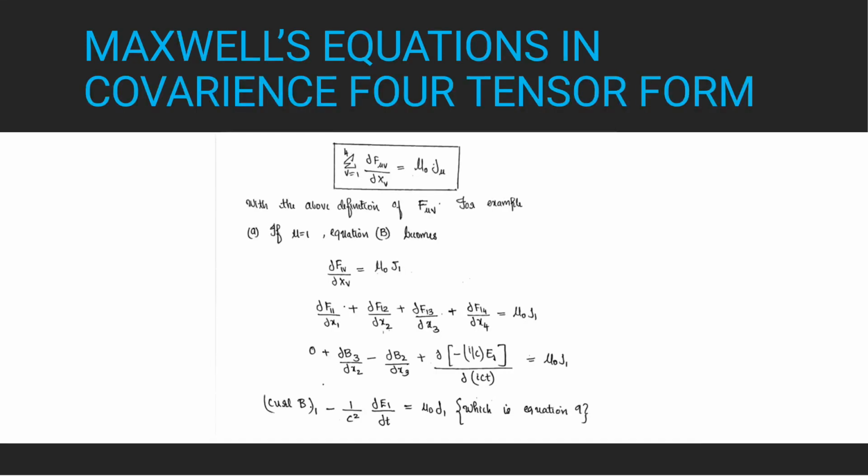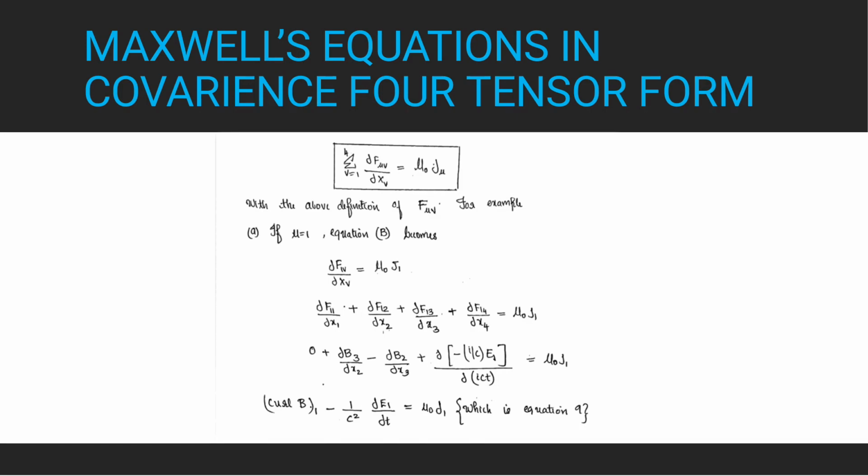So as Monisha explained before, the summation over ν from 1 to 4 of ∂F_μν by ∂x_ν is equal to μ0 J_μ. With the above definition of F_μν, for example, if μ is equal to 1, equation B becomes ∂F_1ν by ∂x_ν is equal to μ0 J_1.